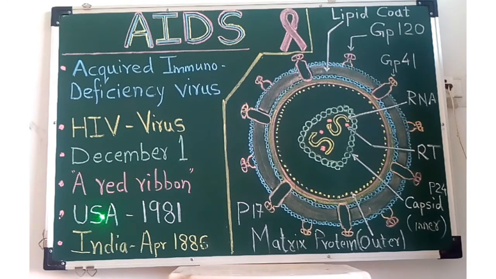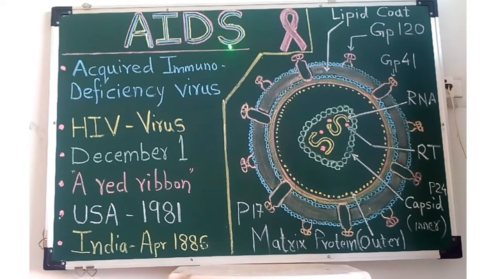The first case of AIDS was reported in USA in the year 1981, and later on in India the first confirmed case of AIDS was reported in April 1986. Hence, India started the National AIDS Control Program in the year 1987. The situation is this, that India is home to the second largest population of people living with HIV and AIDS.